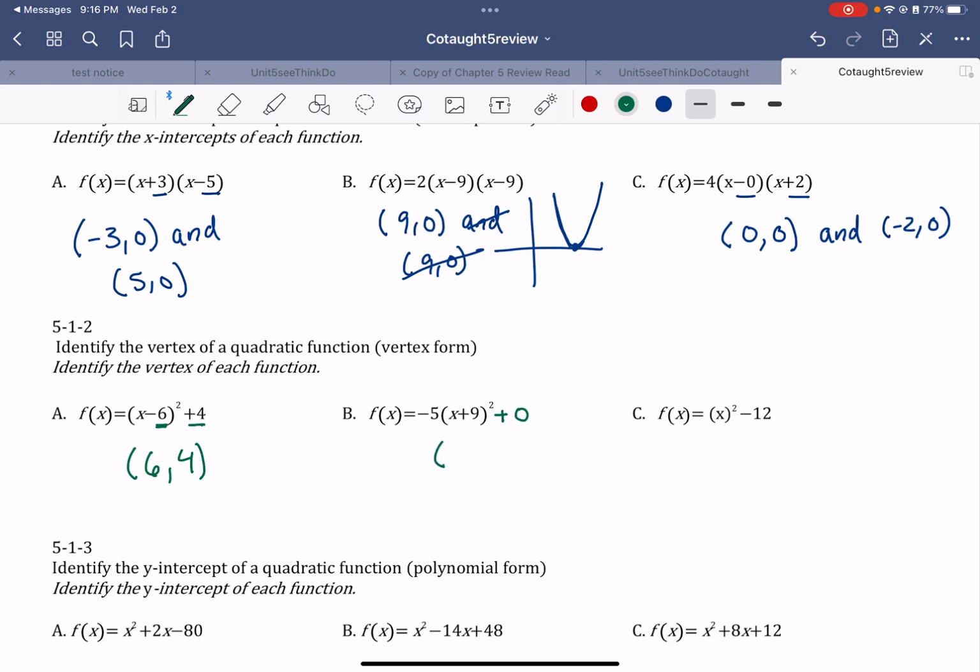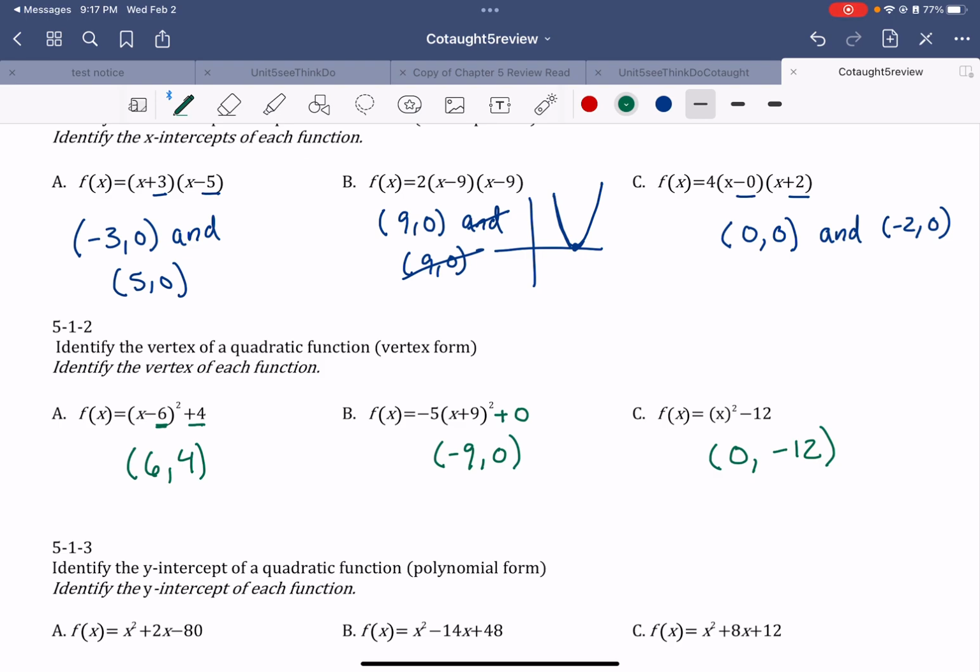So the vertex here is going to be -9, 0. And then this last one, it's a little bit of a trick one. The number in the parentheses with x, you can think of this as it's x + 0. So again, that number in the parentheses with x is 0. So the first number will be 0, and our second number will be -12.